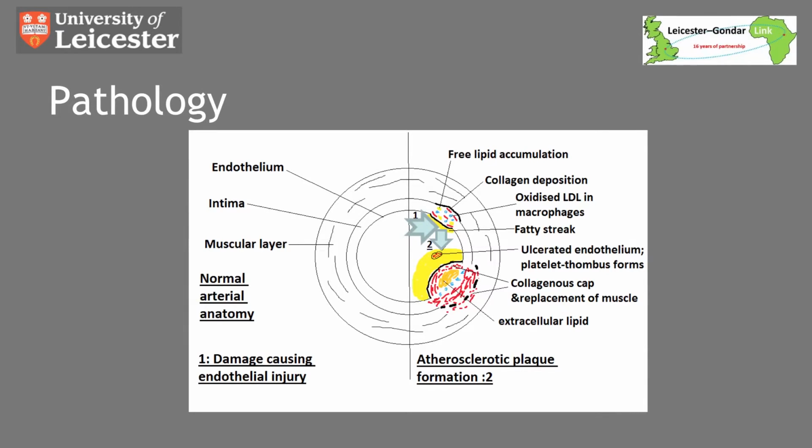Following endothelial damage, there is increased permeability of the vessel wall to plasma proteins, predominantly lipoproteins, into the intima. Macrophages then engulf the lipoproteins and form lipid-laden foam cells, which are seen as fatty streaks. With cytokine release and further migration and proliferation of macrophages and smooth muscle cells, a growing fibrolipid plaque forms.